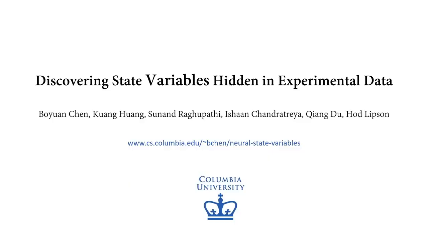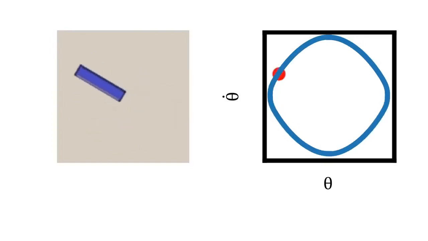We are researchers from Columbia University. Today, we're going to tell you about our research on discovering state variables hidden in experimental data. Let's first look at an example.